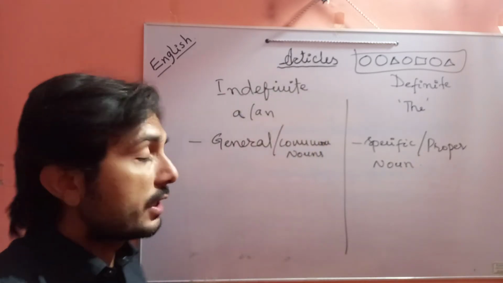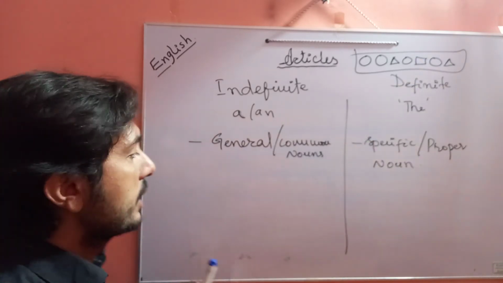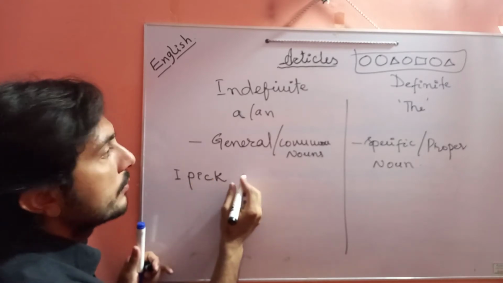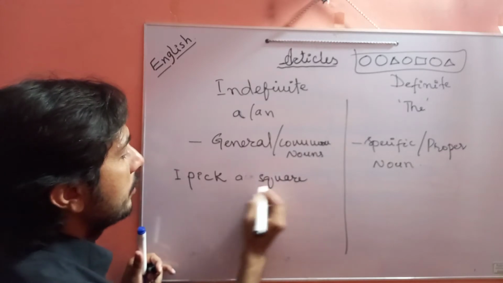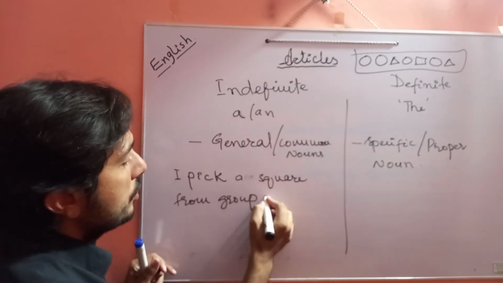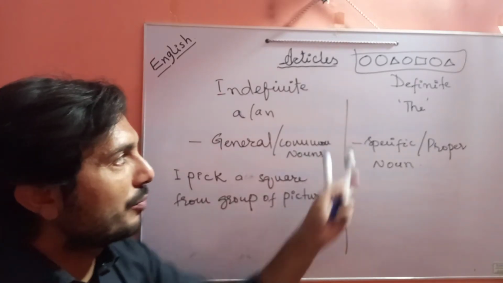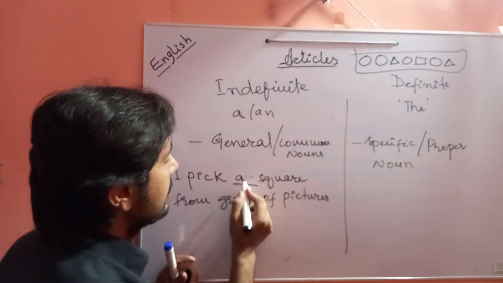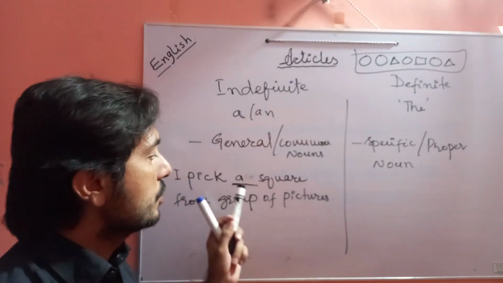Let's put an example to understand more. For example, we have one square there, so we can write down here: I pick a square from this group of pictures. So here you can see that since it is showing the general noun, we just use a.